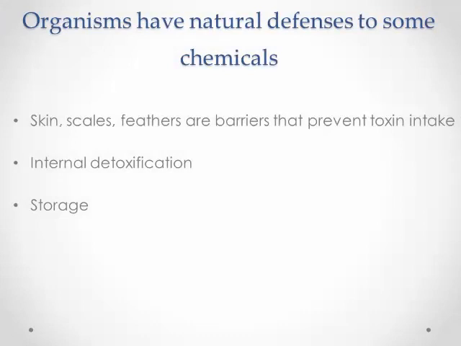Organisms have been exposed to natural toxicants for millions of years and have subsequently evolved natural defenses to some chemicals. For example, mercury and arsenic are found naturally in the environment and some organisms produce toxins to avoid capture. Such toxins include snake venom, toxins in sea urchins, and pyrethrin in chrysanthemums. Skin, scales, and feathers act as barriers that prevent toxin intake, but toxins can enter an organism through food, water, air. Many organisms have biochemical pathways that can detoxify, or in other words metabolize, toxins. When they do this they make the toxins water-soluble so they can be excreted.